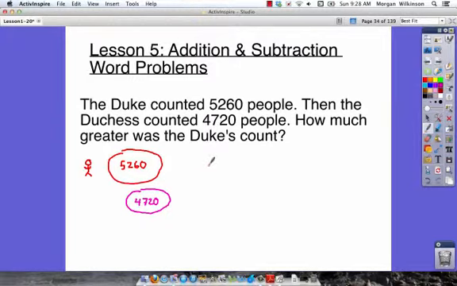So in this problem we're going to have to subtract 5,260, and from that we're going to subtract 4,720, and we'll get our final answer. If we look at this, we know 0 minus 0 is 0, 6 minus 2 is 4, and then we have to borrow. We're going to borrow from that 5, we're going to get a 4. We've got 12 left over, 12 minus 7 is 5, and 4 minus 4 is 0. So the answer would be 540, and it's got to be 540 people because we've got a word problem. And we'd be all done.